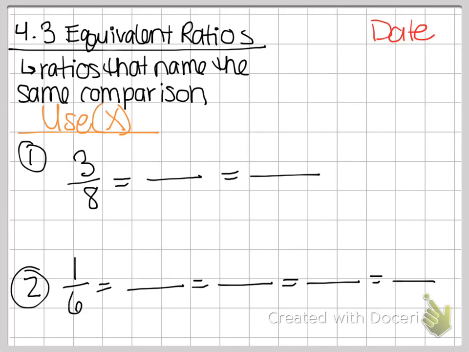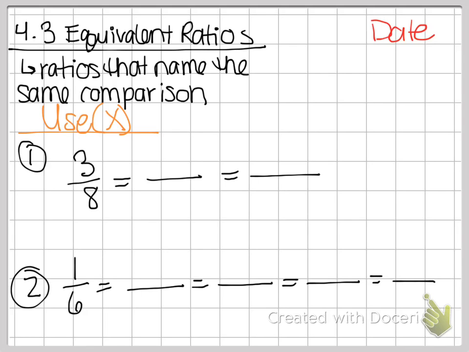Equivalent ratios are ratios that name the same comparison. So for our first way of finding equivalent ratios, we're going to use multiplication. And you can kind of think of it as making equivalent fractions.